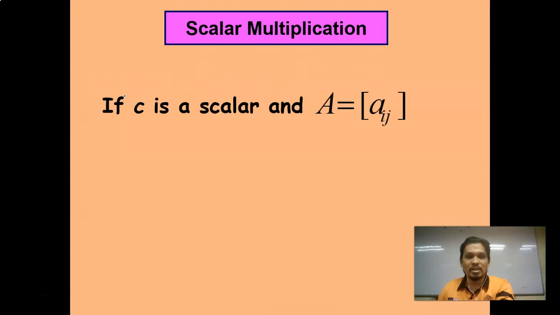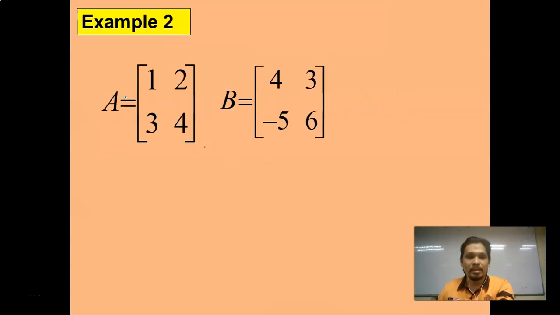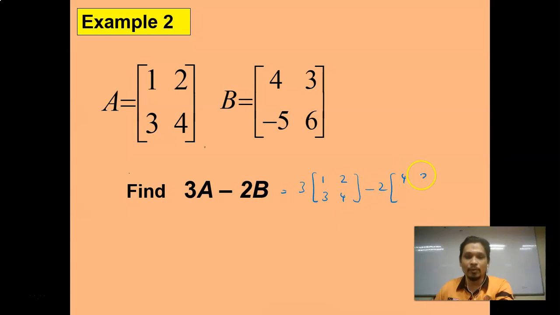Scalar multiplication: C is a scalar and A equals a matrix of Aij, then it is multiplied in here. Then, given A and B, find 3A minus 2B. Meaning 3 multiplied with the matrix A, 1, 2, 3, 4, minus 2 times the matrix B, 4, 3, negative 5, 6.